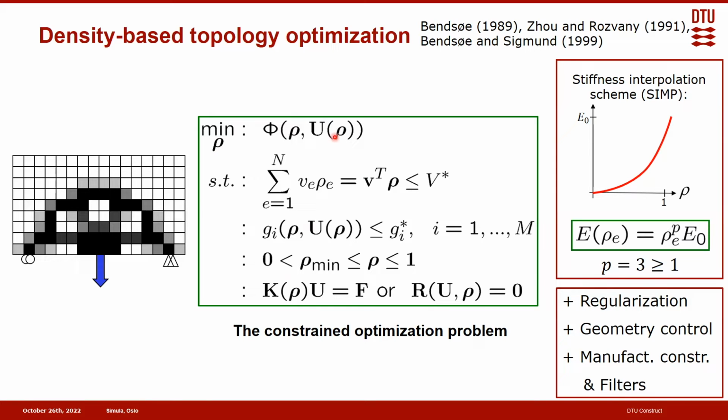And of course, you'd have to do some tricks. The most famous trick in this game is to do a stiffness interpolation, which is nonlinear, basically telling that you don't give that much stiffness for intermediate densities. So if you have a low density in an element, you will not get much bang for your buck, or not much for your money. So this is the key to getting this into industrial applications. But of course, if you move away from stiffness optimization, this doesn't work. This is specific for that. So you need some regularization, some geometry controls, some manufacturing constraints, and some filters that can do this. And I'll touch on quite a few things on this.